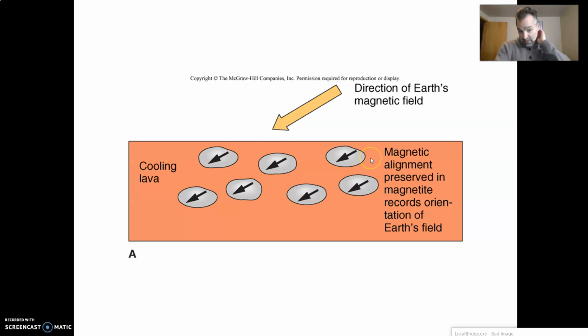So it says right here the magnetic alignment is preserved in magnetite, and it records the orientation of the Earth. This larger yellow arrow represents the direction of the Earth's magnetic field. So it essentially parallels that, and that's really important because we can use this to determine if there was a magnetic reversal, and we can use this for other reasons as well.